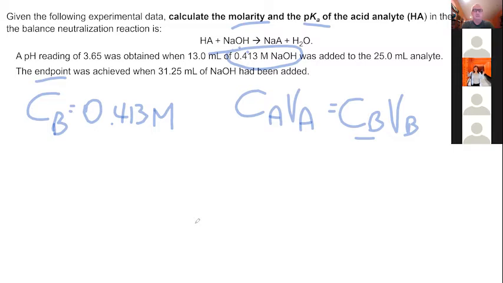Was it halfway? Halfway to what? I just remember it being somewhere halfway to the endpoint. No, we're actually talking about the endpoint right now. When does that take place? We know it takes place when the color changes, and we know the color changes when the pH increases, but why does the pH suddenly increase at the endpoint?